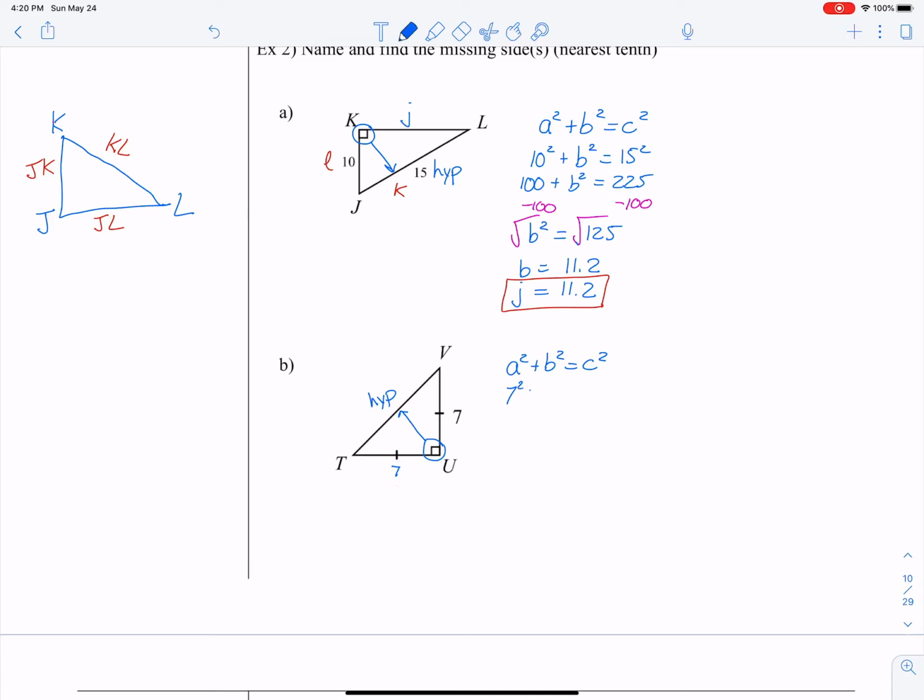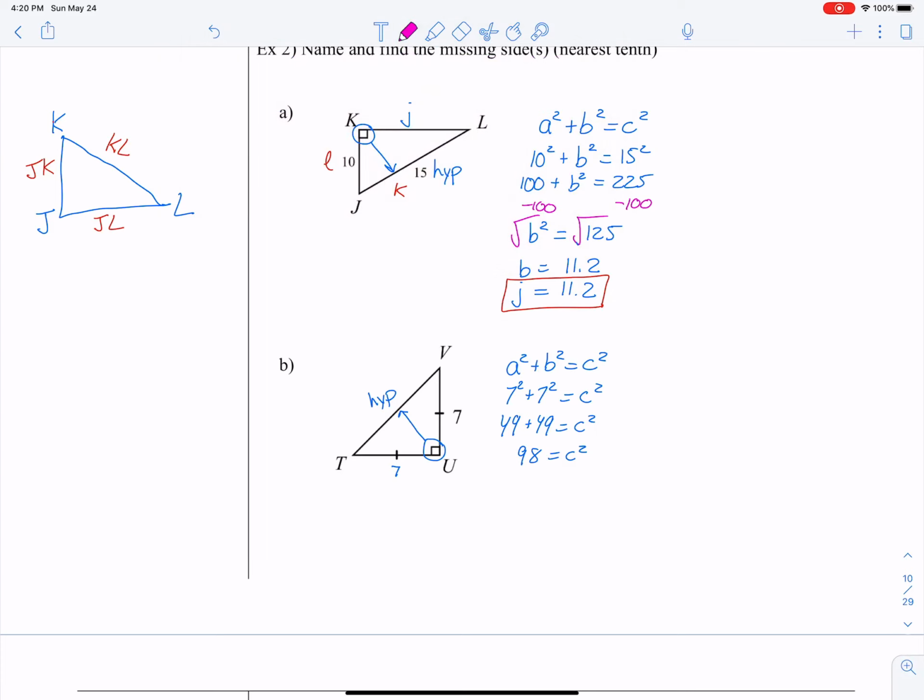So I have 7 squared plus 7 squared is equal to c squared. I'm going to put 7 squared into my calculator. I get 49 plus 49 is equal to c squared. Then I'm going to add those up together. 98 is equal to c squared.